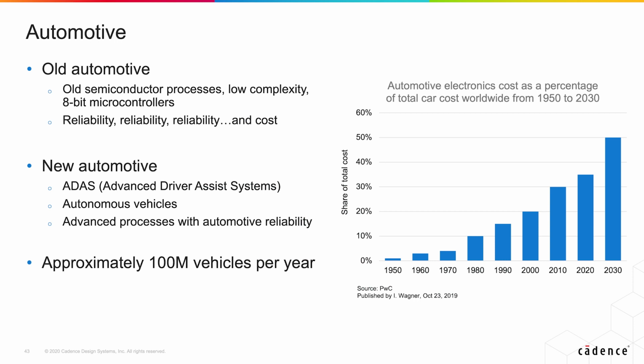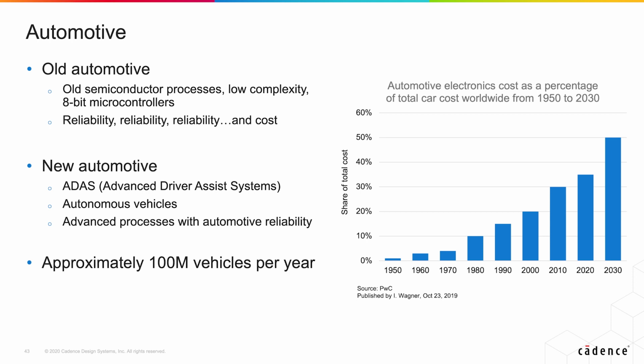Okay, the next biggest market is automotive. And it's actually two markets. Historically, automotive has used old semiconductor processes that are at least 10 years old, low complexity, very simple, and the focus has been totally on reliability and cost.